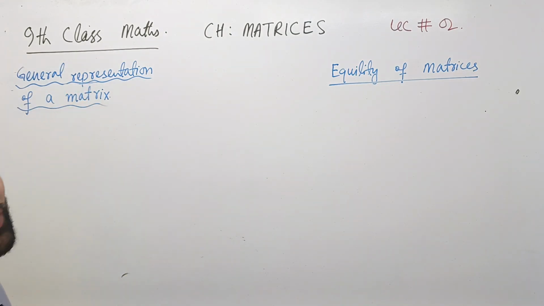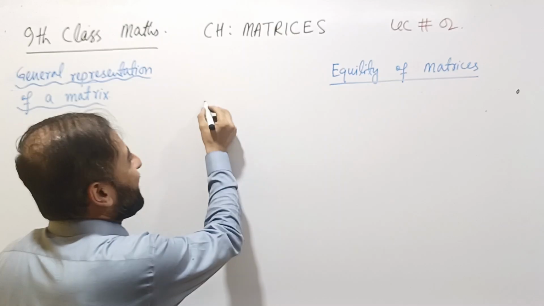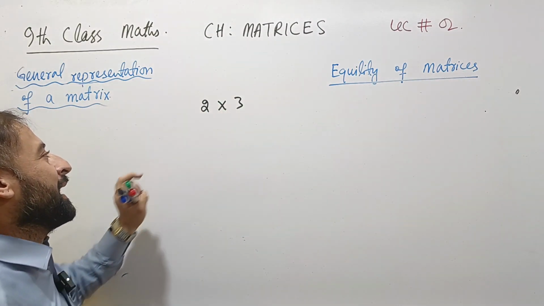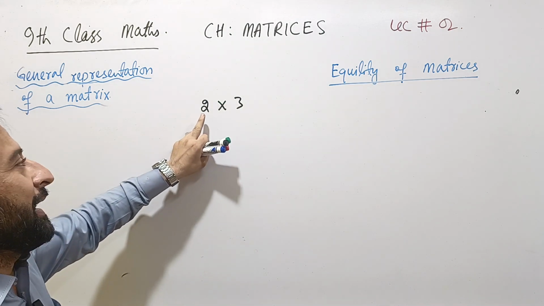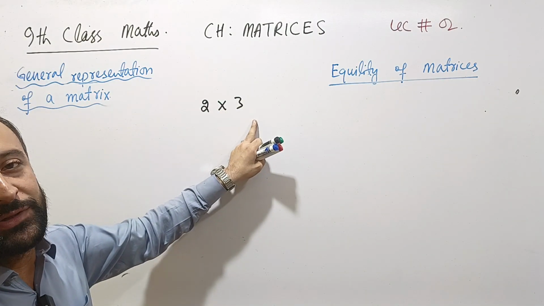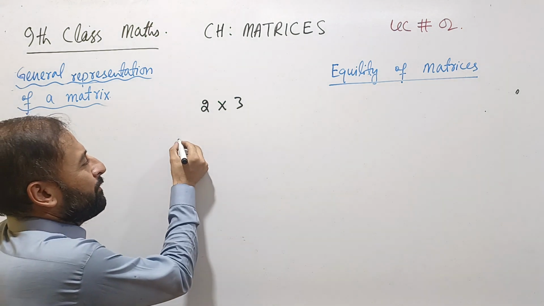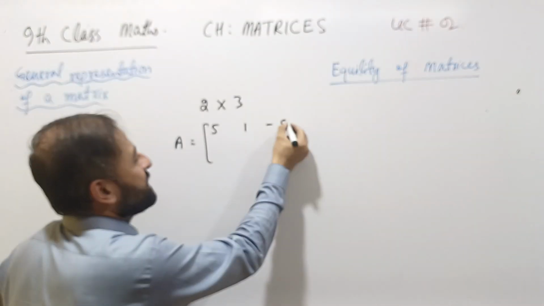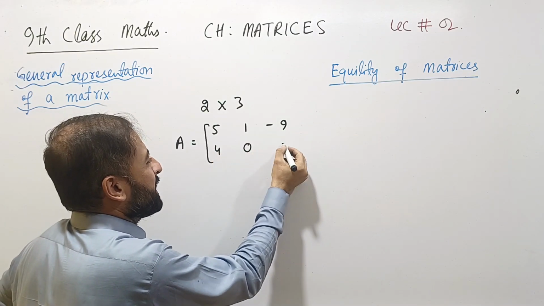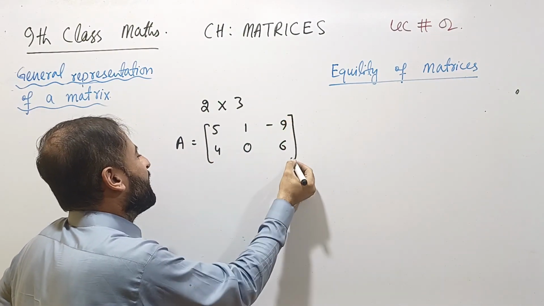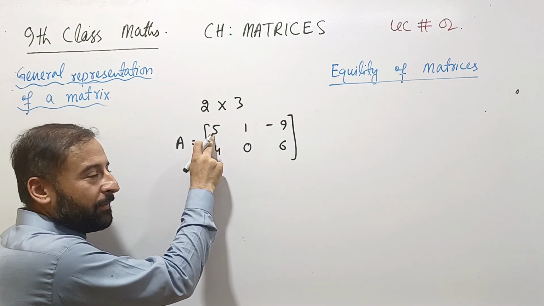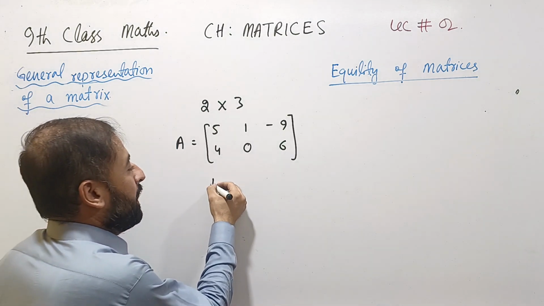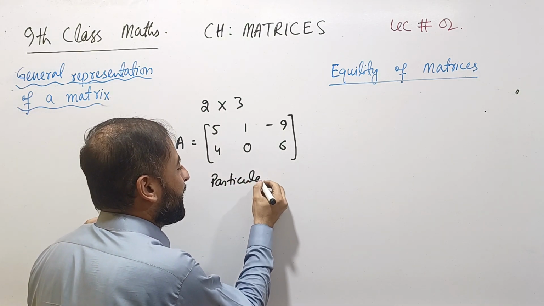If I tell you to write a 2 by 3 matrix A, it means write a matrix A, capital A, having 2 rows and 3 columns. So you could write matrix A like this: 5, 1, -9, 4, 0, 6. But the question arises, why did you write particularly 5 over here? You could have written anything. So it is called a particular matrix.